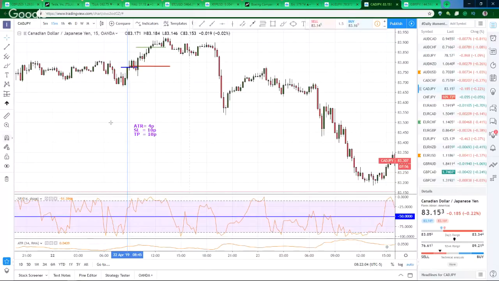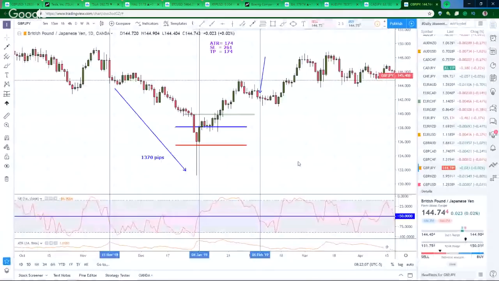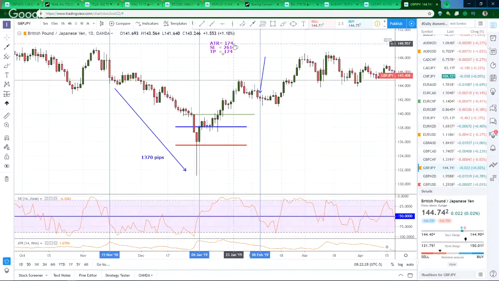Okay, so let's take a look at this pound yen chart. I looked at this trade right here. See, it went down to oversold, came up and crossed the 50 right here. On that close, this is a daily chart. So the ATR was 174. So my stop loss is 261 pips here. My take profit is 174 pips.